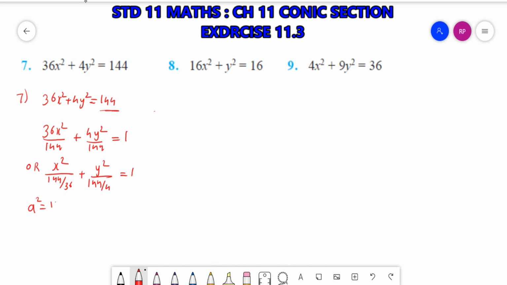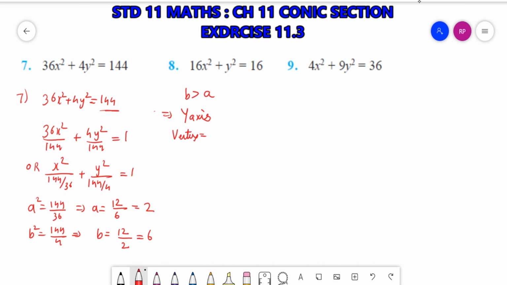So here a square is equal to 144 upon 36, that implies a is equal to 12 by 6. b square is equal to 144 by 4, that implies b is equal to 12 by 2. So 12 by 6 is equal to 2, and 12 by 2 is equal to 6. Now see, b is greater than a, that implies the major axis will be y axis. The vertices will be plus minus a, 0, that means plus minus 2, 0, or 0, plus minus b, 0, plus minus 6.